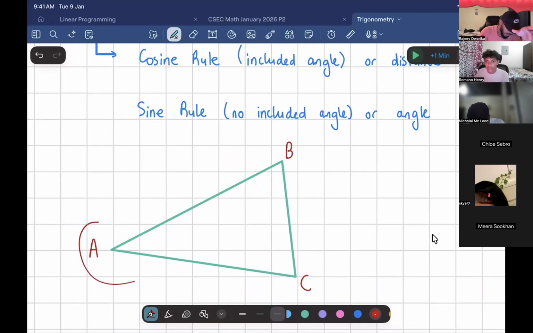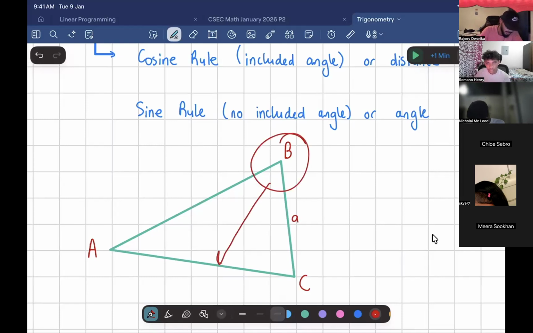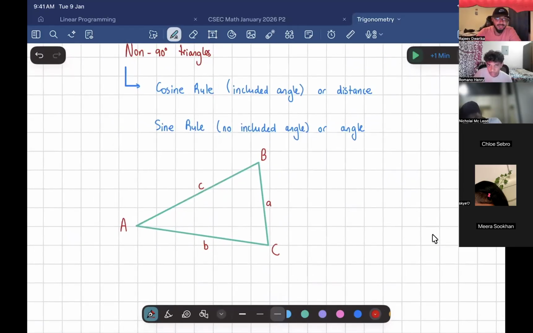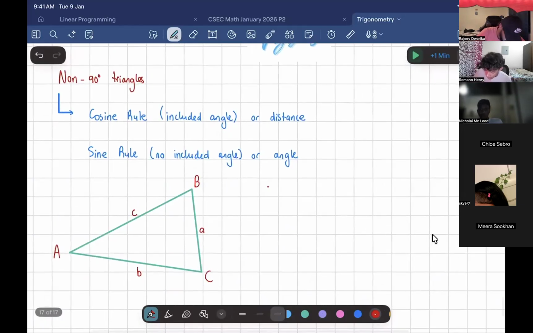So if this is angle A, what would I call this length? Capital A or common A? Common A. I would call this small a. If this is angle B, what would I call this side? Small b. And if this is angle C, what would I call this side? Small c. Great. Seems that everybody understands that. So let's move on to the cosine rule then.